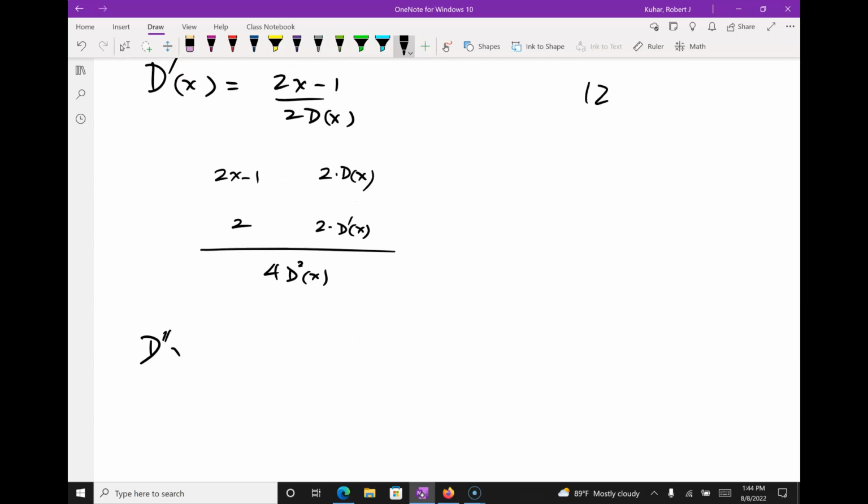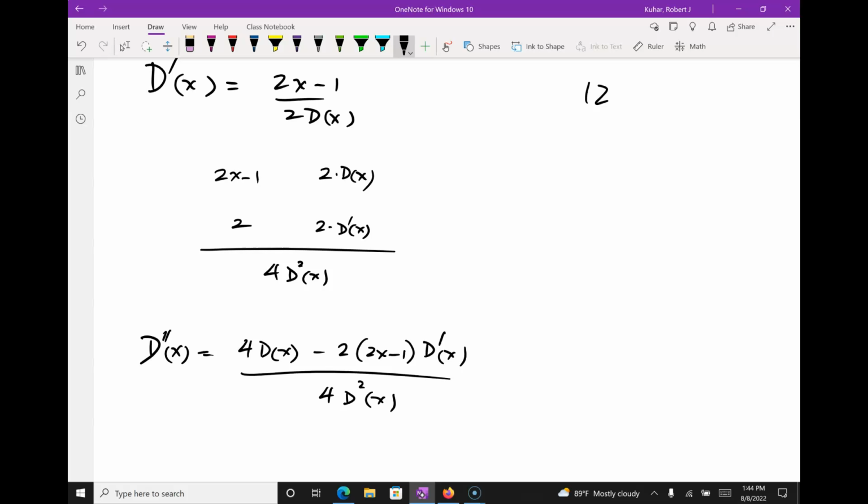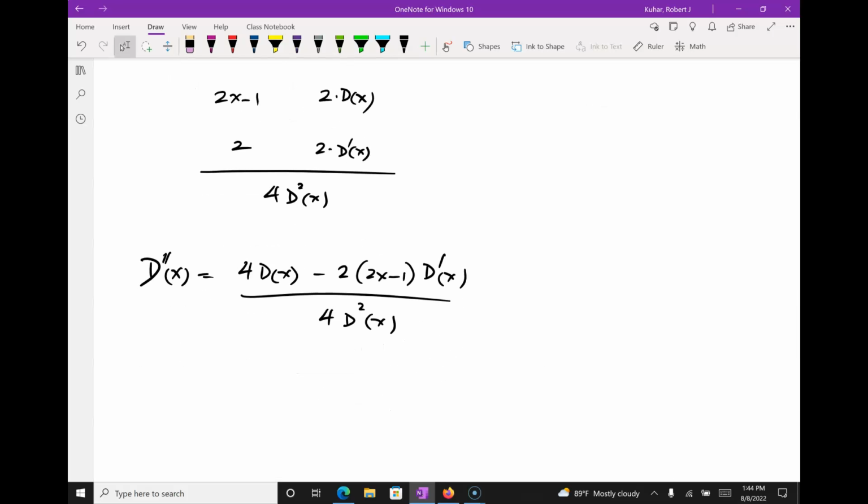So d double prime of x is coming from 4d of x minus 2 times 2x minus 1 times d prime of x, all over 4d squared of x. We found a critical value of 1/2, right?